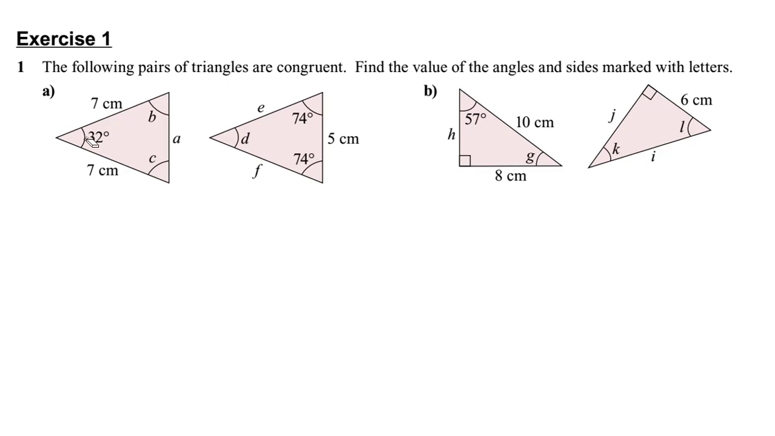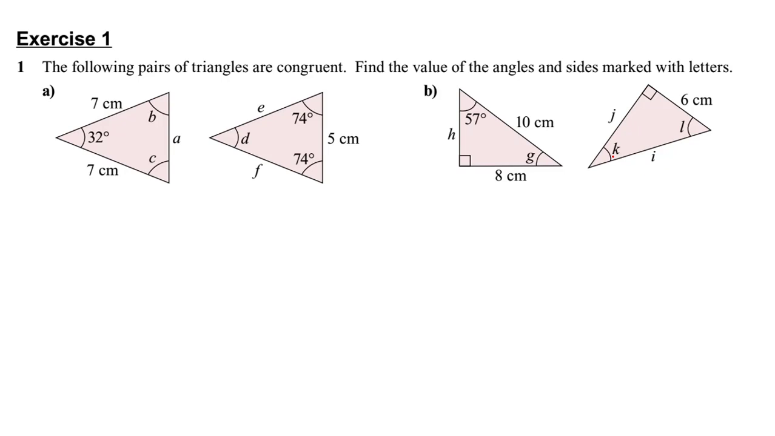I can see that 32 degrees corresponds to D straight away. I can see that A corresponds to 5 straight away. And angle 74 degrees here corresponds to B there, and this one corresponds to that one. So A is pretty easy. If I cut this triangle there, I can fit it exactly onto that. So D is 32 degrees, B is 74, C is 74. F is 7 centimeters and E is 7 centimeters. It's just the same direction, so that's easy.